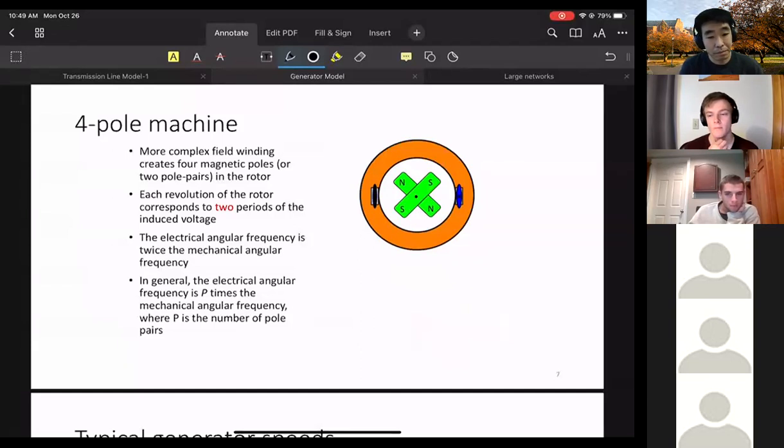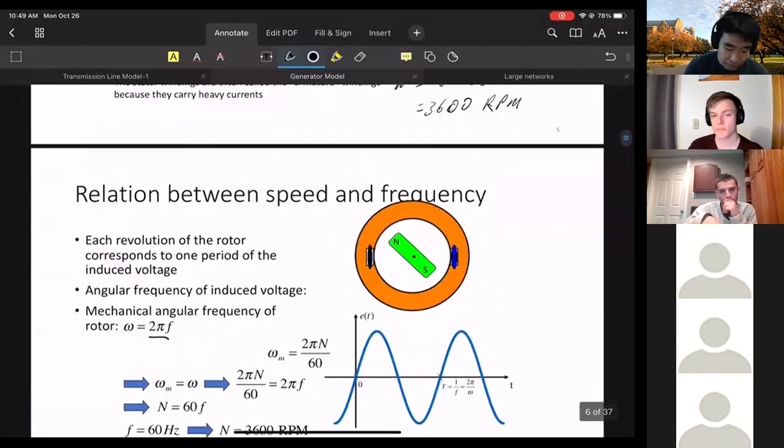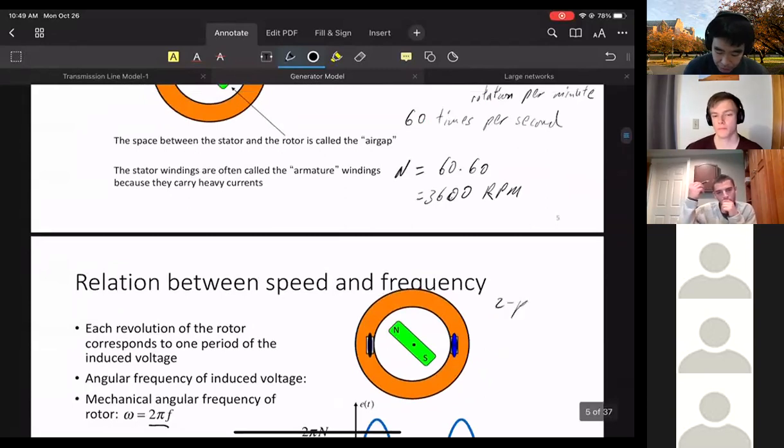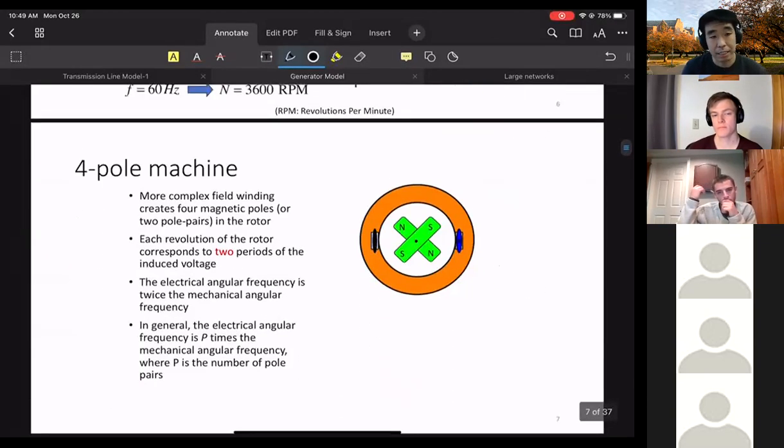For more poles, you increase the apparent number of turns you have. Okay, so it used to be for one revolution, I got one period. Now for one revolution, I got two periods because you have multiple poles. You have seen this rotation twice in the generator. So before we had a two pole machine, now we have a four pole machine. The more poles you have, the slower the generator can turn to still maintain 60 Hertz of the sinusoid. Okay. So not all generators have to turn very fast.